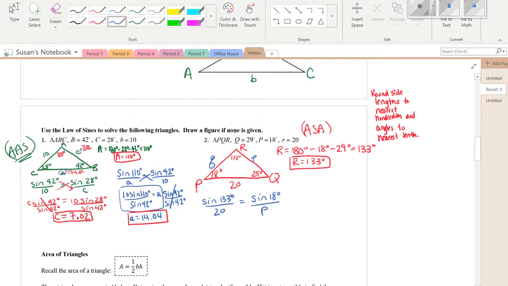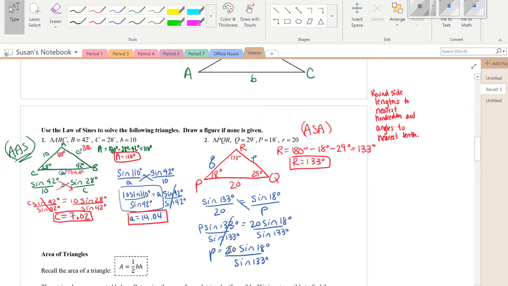Again, you can cross multiply. So P times the sine of 133 degrees is equal to 20 times the sine of 18 degrees. Divide both sides by the sine of 133 degrees. So P is equal to 20 times the sine of 18 degrees divided by the sine of 133 degrees. And again, you don't want to type this whole equation in your calculator piece by piece. Don't round before you get there. So when you plug this whole thing into your calculator, you should end up getting P is equal to 8.45.